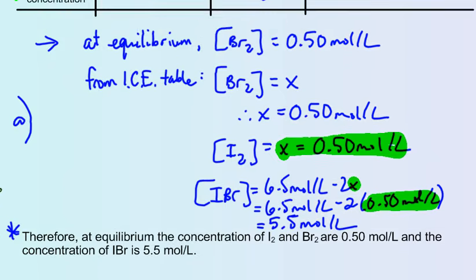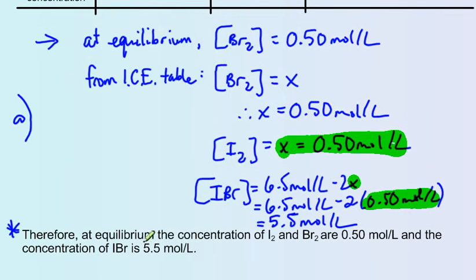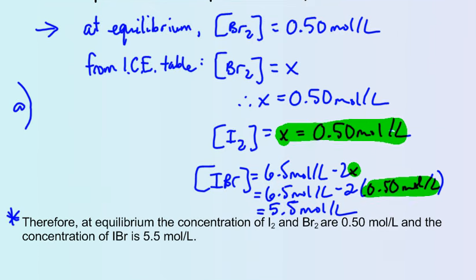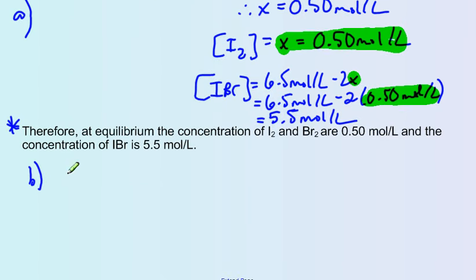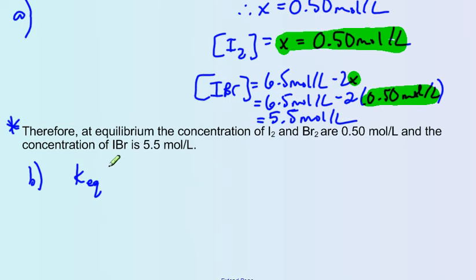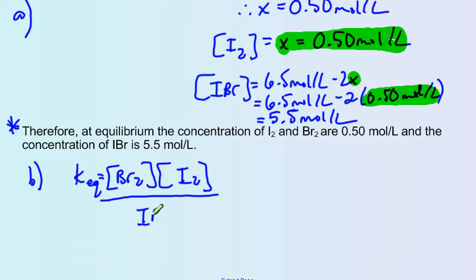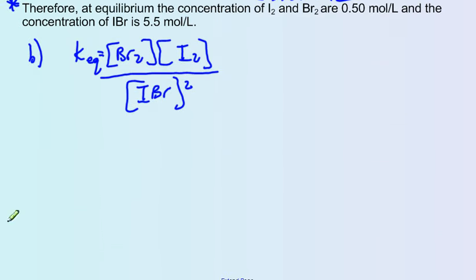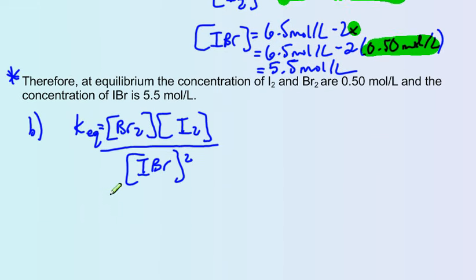Okay, so the ICE table helped us get that information by keeping us organized and making us aware of the stoichiometry that's going on in this reaction. Finally, to finish answering the question, B asked us to calculate a value for KEQ. So we need to write an equilibrium constant expression. So it'll be equal to the concentration of Br2 times the concentration of I2 divided by the concentration of IBr squared. So we can substitute in the values that we found.